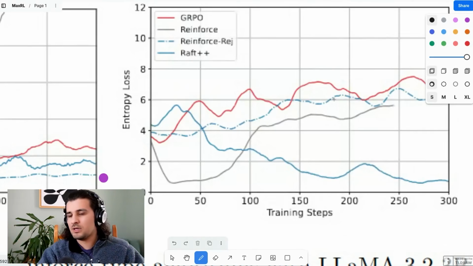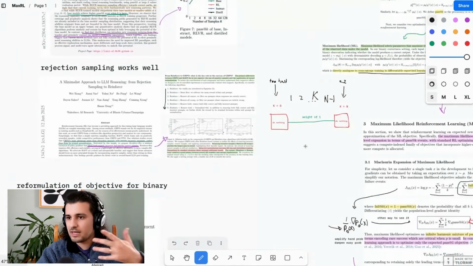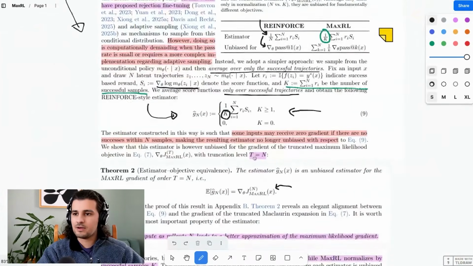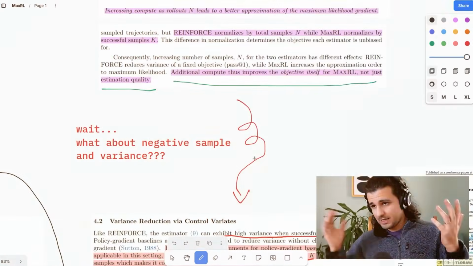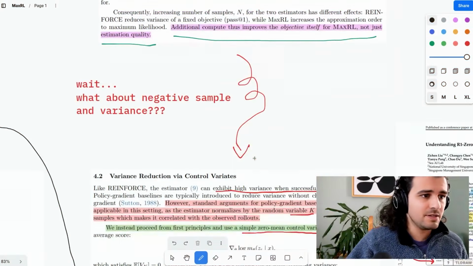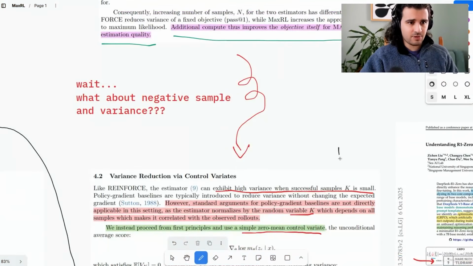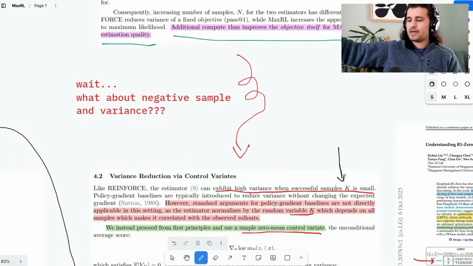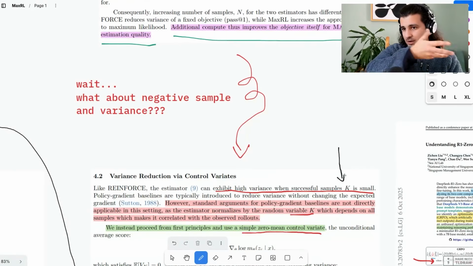This is a known thing in RL literature in general. If you have some incorrect ones, you can still learn from them. But in the current setup, we don't have that. We're not even looking at the incorrect ones. And also, the variance is high when the number of successful samples k is small. Say you're sampling n of 100 and you have a k of 1. You can introduce a lot of variance in your estimator of the MaxRL.